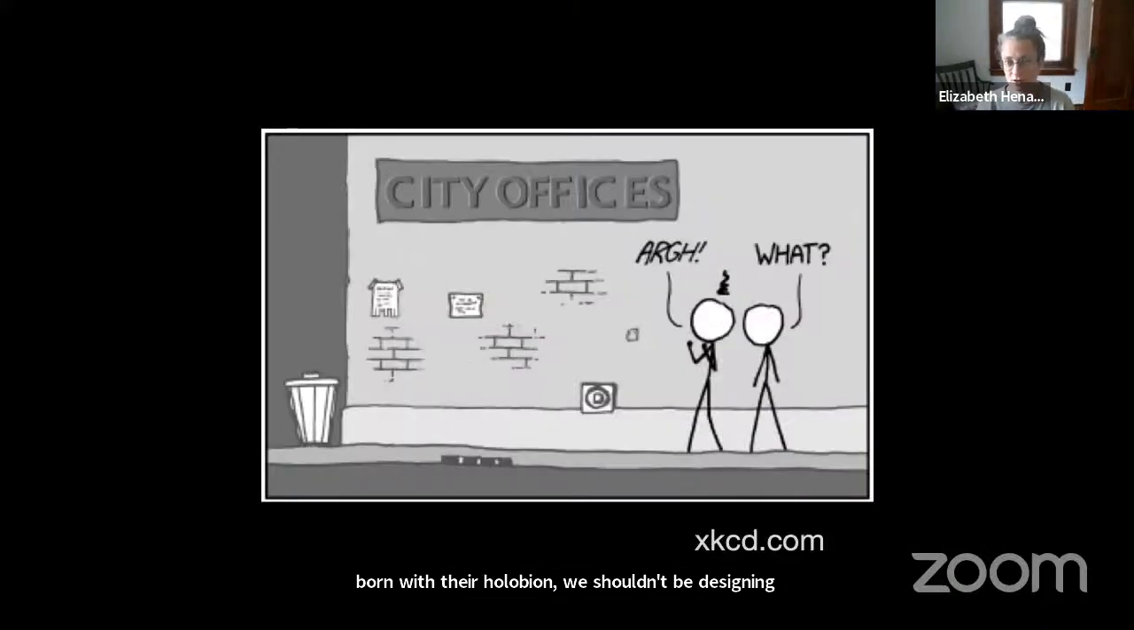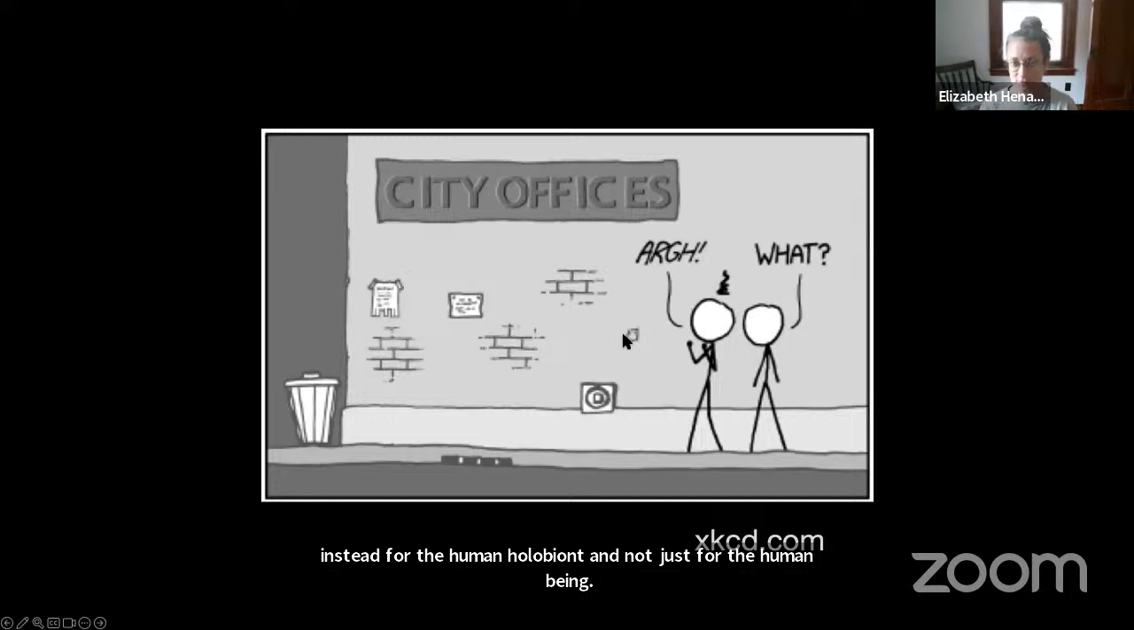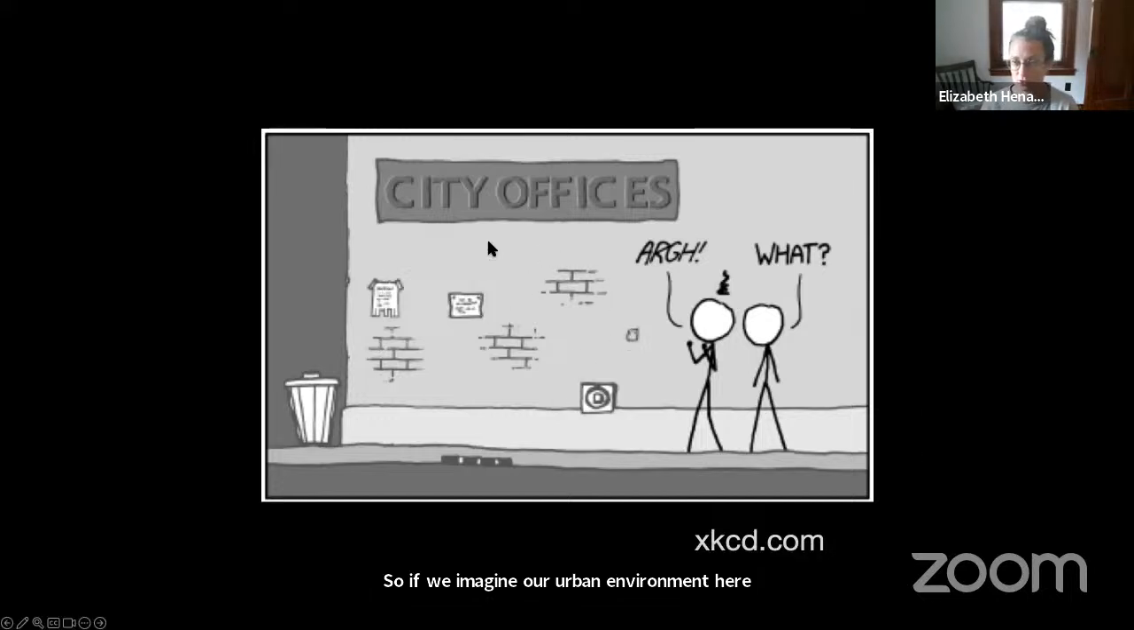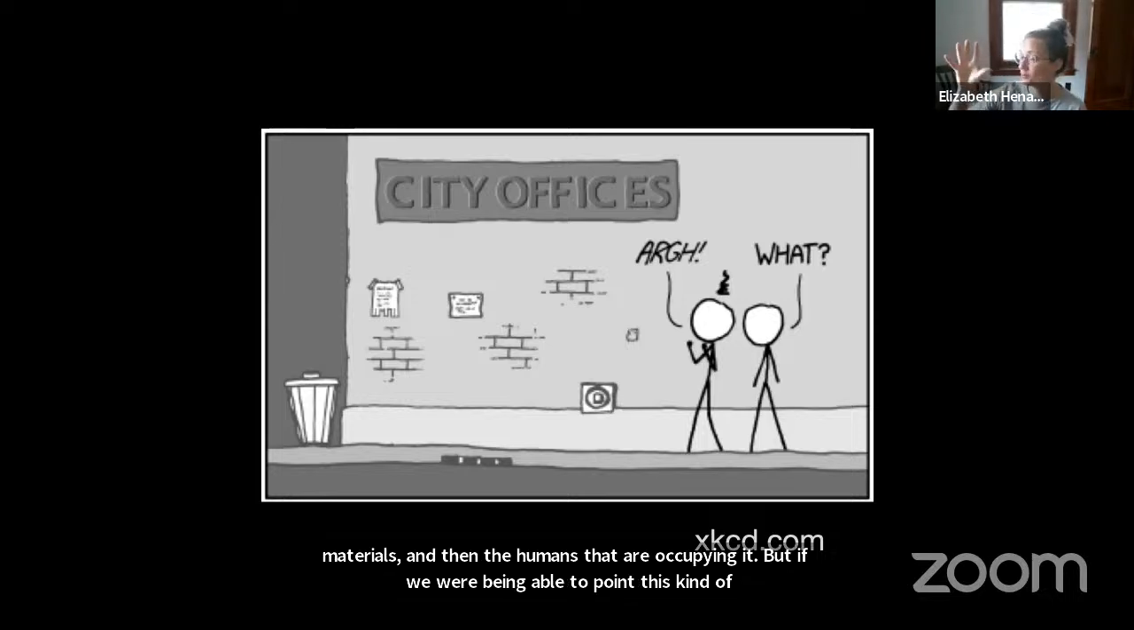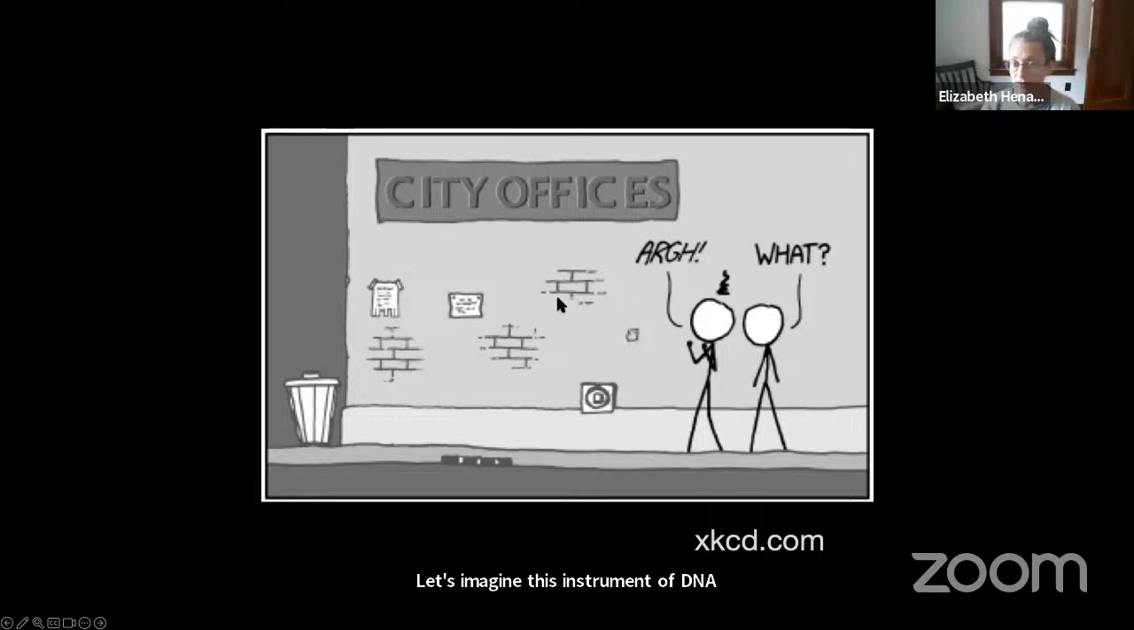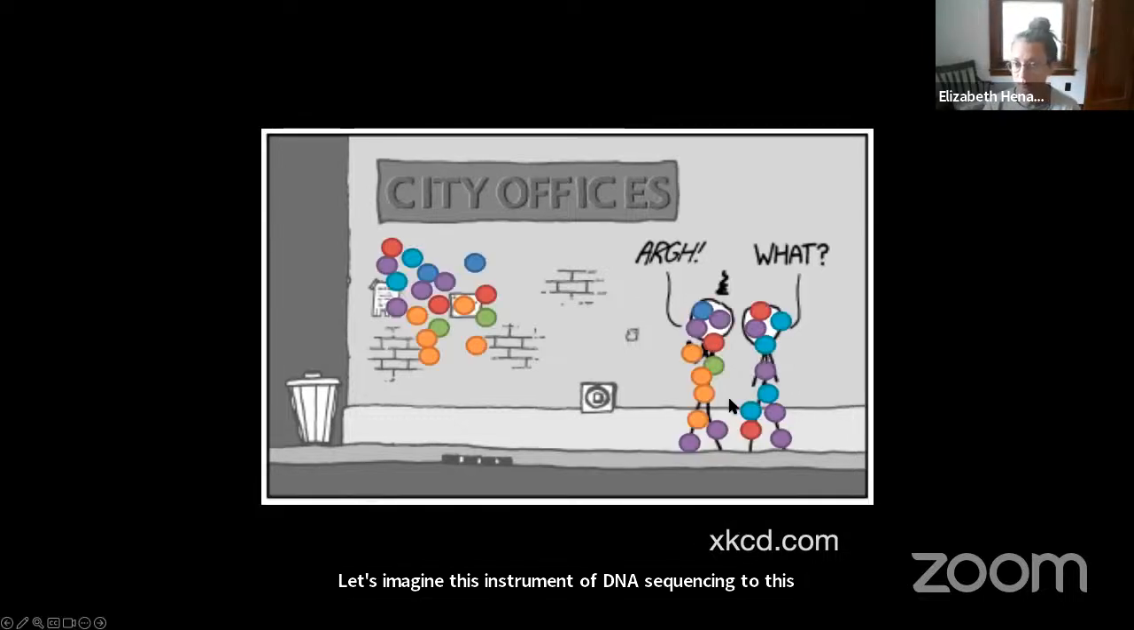So if we imagine our urban environment here, we have our built environment, structures, man-made materials, and then the humans that are occupying it. But if we were able to point, let's imagine, this instrument of DNA sequencing at this environment, we would be able to see all the microbes in this environment. So that would be the human-associated microbes, and the environmental associated microbes.